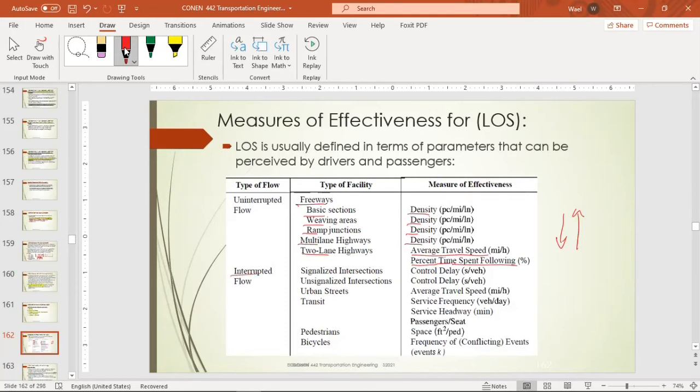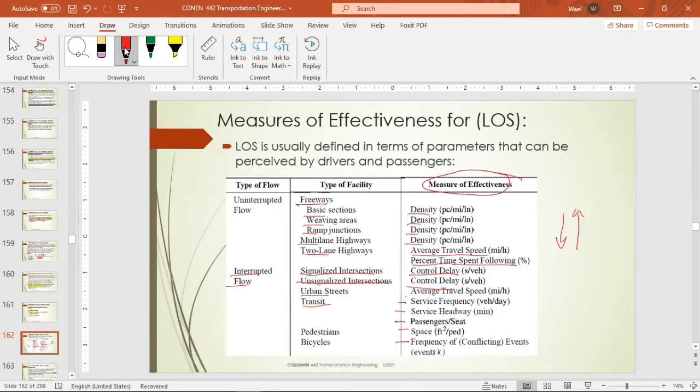For interrupted flow, at a signalized intersection, for example, the measure for level of service is the delay. As the delay time increases at the intersection, the level of service decreases. For unsignalized intersections, that's a stop sign controlled intersection, again, it's control delay. For urban streets, that's the average travel speed. For transit, that's for buses and bus service, the service frequency, service headway, passengers per seat, and so on. For pedestrians, space. For bicycles, frequency of conflicting events. So these are examples of different measures of effectiveness.